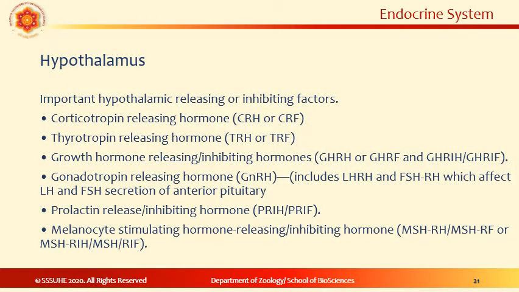The important hypothalamic releasing and inhibitory factors are corticotrophin releasing hormone, thyrotrophin releasing hormone, growth hormone, gonadotrophin releasing hormone, prolactin releasing hormone, and melanocyte stimulating hormone. Each of these can be a releasing hormone or a releasing factor, and it could also be an inhibiting hormone. Thereby, hypothalamus has a control and a feedback mechanism on many of these endocrine functions.